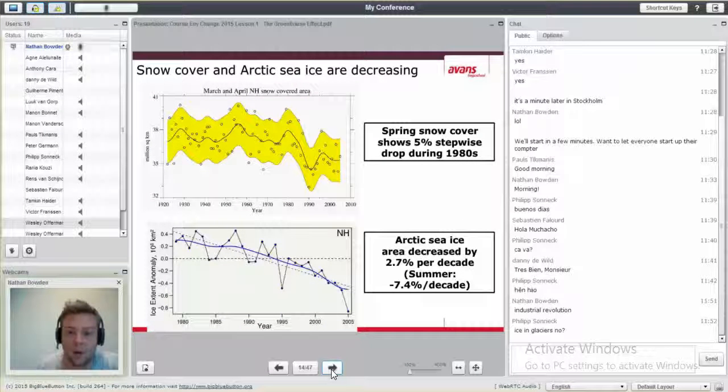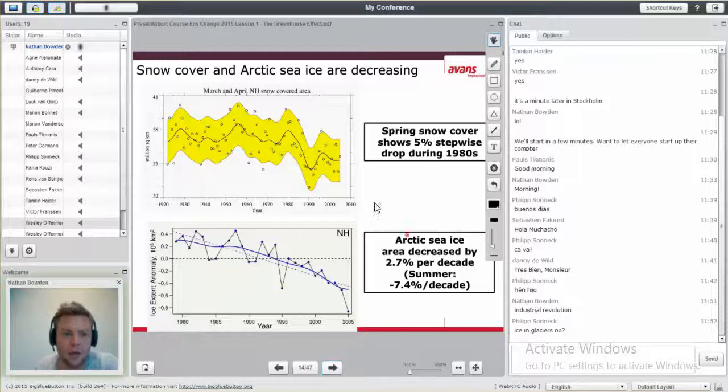Snow cover. We've talked about glaciers and ice, but snow cover is also receding. The amount of land that's covered in snow has dropped by quite a bit, about 3 million square kilometers on average in the last 80 years. This is important for the albedo effect. We'll be talking about that soon. After the break, actually, we'll get to the albedo effect.